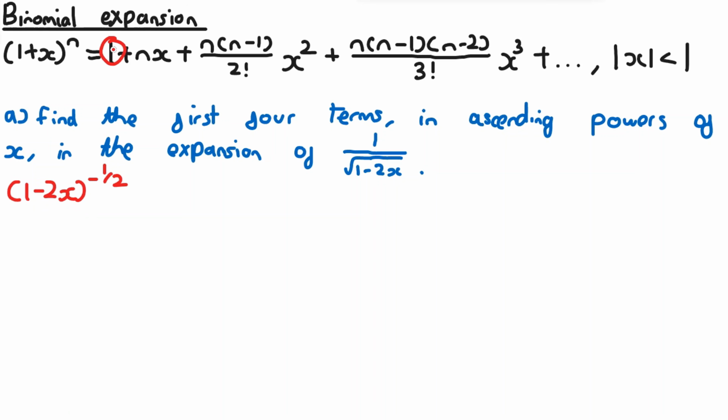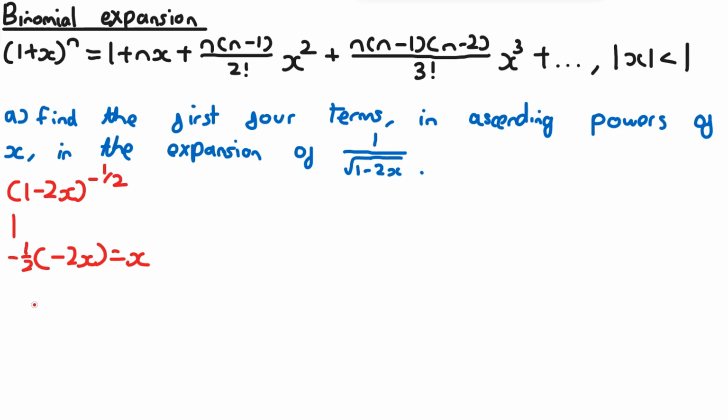So let's do it term by term. The first term is going to be 1. The second term is going to be n, which is minus a half, times x, which is the minus 2x here, which is equal to just x like this.